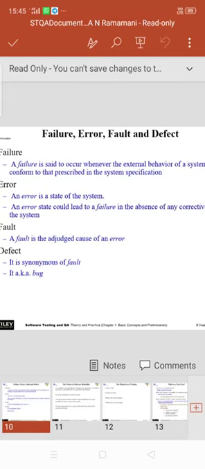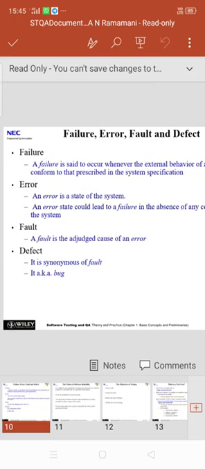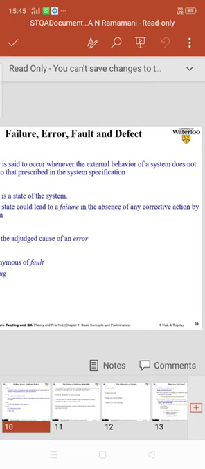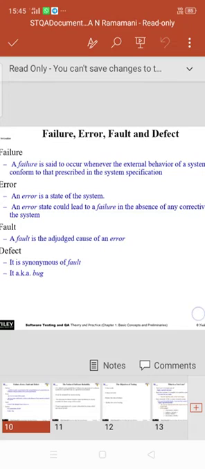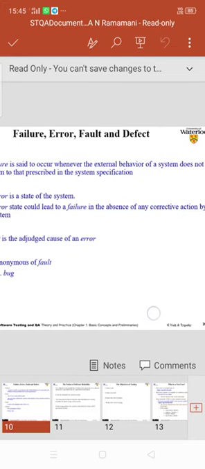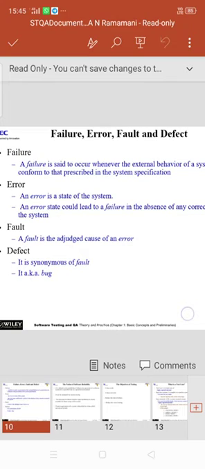In this class, we are going to discuss failure, error, fault, and defect. Already in the last semester, we have discussed and we know the difference between failure, error, fault, and defect. Failure is said to occur whenever the external behavior of a system does not conform to that prescribed in the system specification.